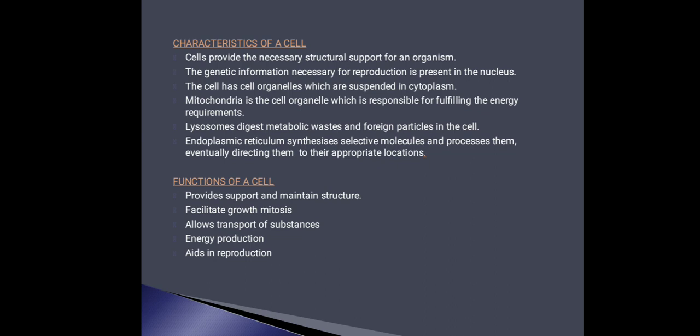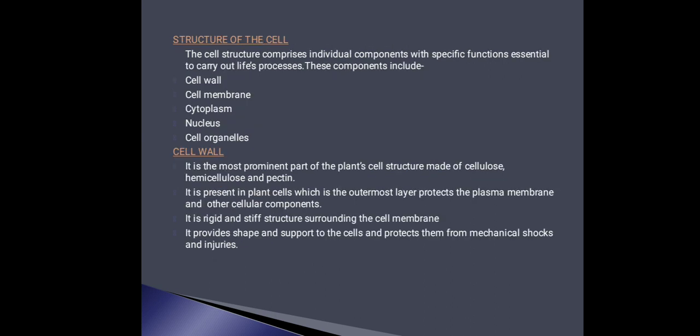Coming to the functions of the cells: they provide support and maintain the structure, facilitate growth, allow transport of substances and energy production. They aid in reproduction. Coming to the structure of the cell, the cell structure comprises individual components with specific functions essential to carry out life processes. These components include cell wall, cell membrane, cytoplasm, nucleus, and cell organelles. Individually, we will learn about each and every component.